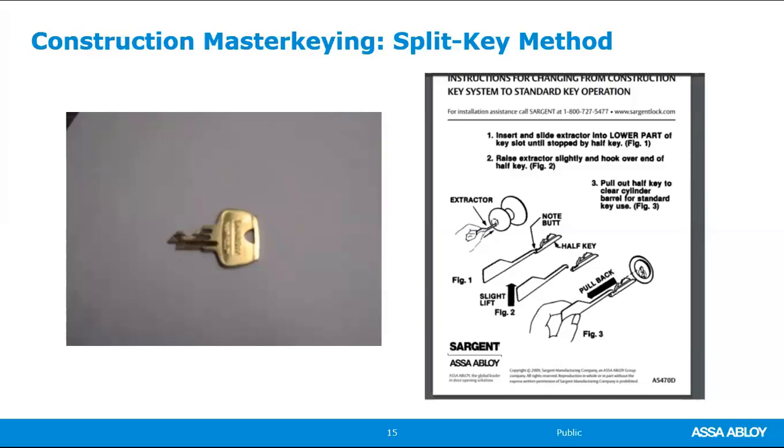Once the job is finished, a representative from the facility or their locksmith or maintenance person walks around with the half key removal tool, puts the extractor into the cylinder, and pulls the half key out. Once the half key is pulled out, the half a key that's attached to the bow will no longer work. Hence, you've removed the contractor's ability to enter those openings.